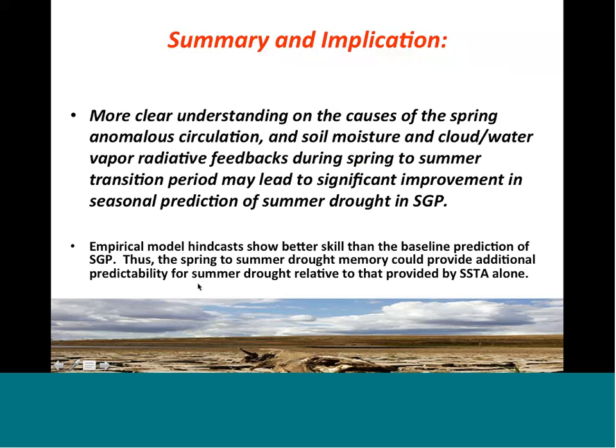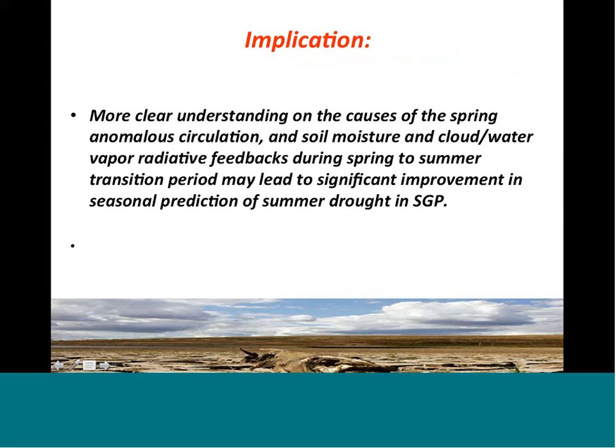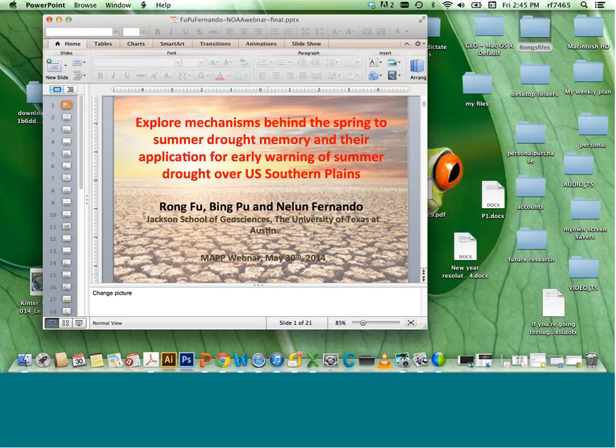And so again, I think the most interesting result coming out of this analysis is the importance of the cloud water vapor feedback, radiative feedback, to the drought anomalies during spring to summer. And we have not really been paying attention to these processes. So perhaps this is something we have been missing in our study of drought mechanism in the past. Thank you.